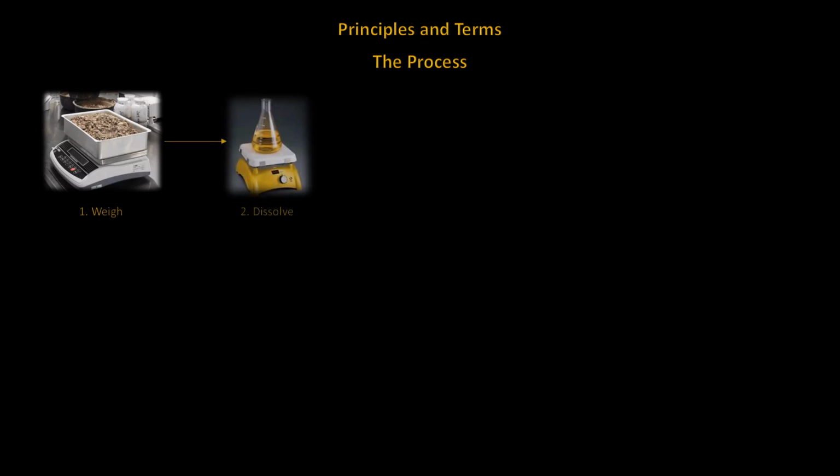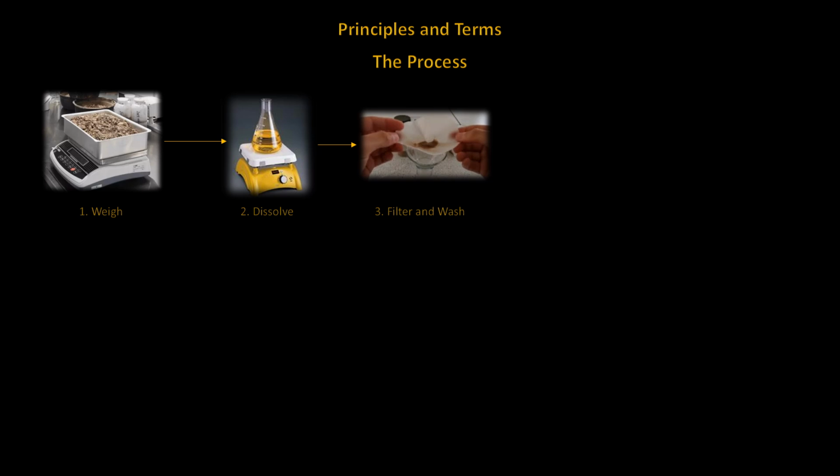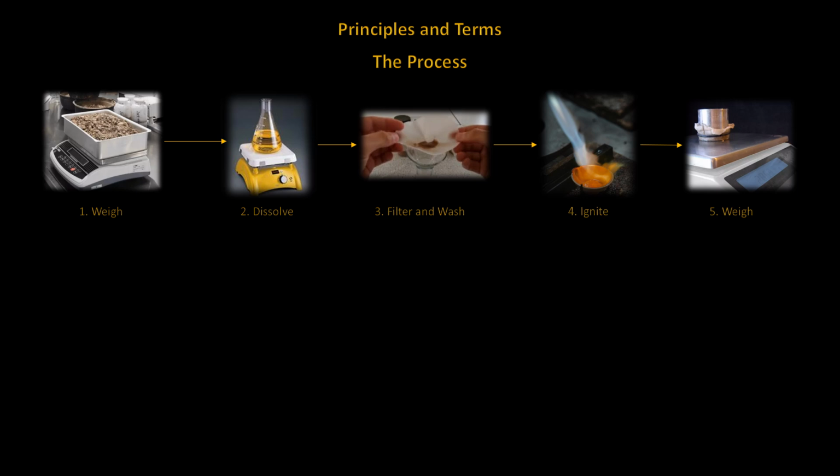The sample is then dissolved into a solution containing all the ions within the solution. A reagent is added to precipitate the required compound. The product is then washed and separated. It is then ignited or dried and weighed once more. The recorded data is then used for the concentration calculations of the element of interest.